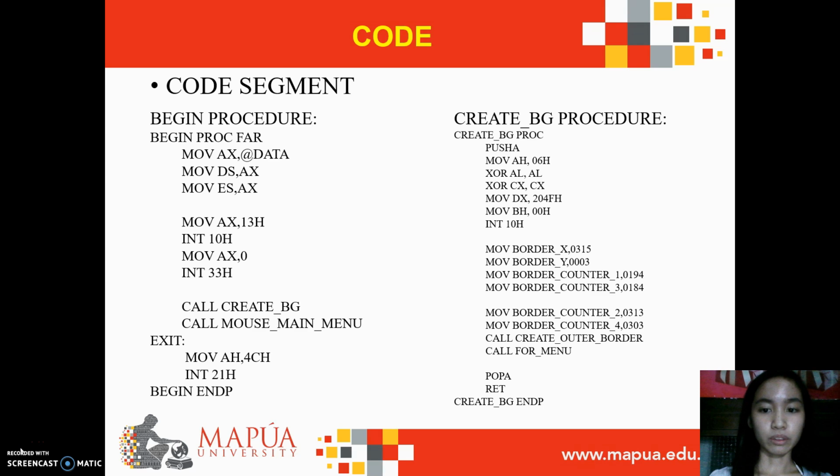creating of the background. So we have here mov border_counter_1 and _3, which is for the X coordinate of the inner and outer border. Next, we have border_counter_2 and _4, which is for the Y coordinates of the inner and outer border. Going back in the begin procedure, we have call mouse_main_menu, which will be explained later.